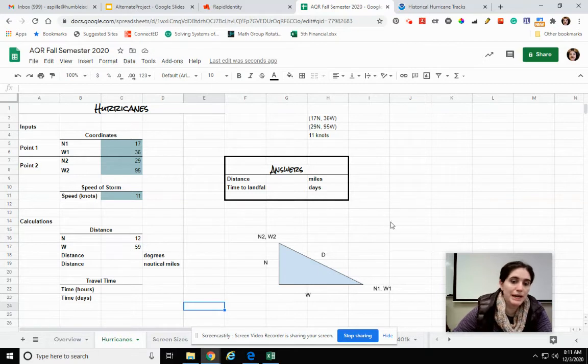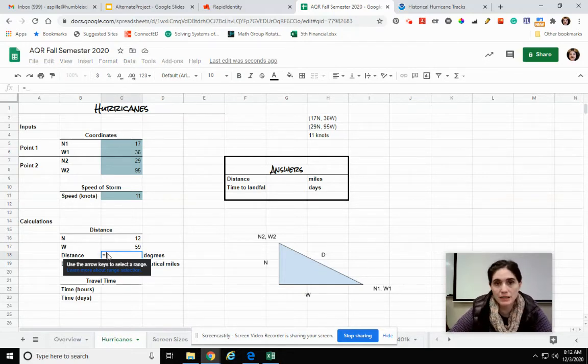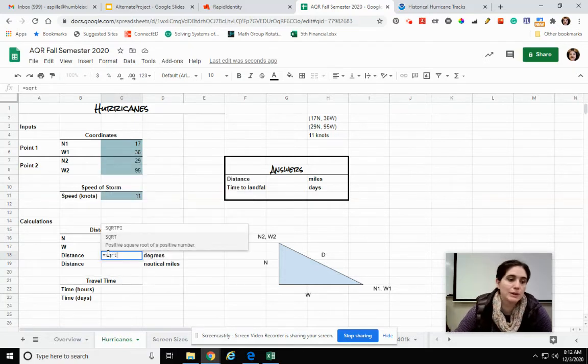Now, you remember that the Pythagorean theorem is c squared equals a squared plus b squared, right? Our c squared being our distance squared. So to get distance itself, I'm going to take my a squared plus b squared, and I'm going to square root it. So that's my w squared plus n squared square rooted. So what I'm going to do is go equals. Now, this is the new formula. We haven't done this before. Square root is SQRT, stands for square root.